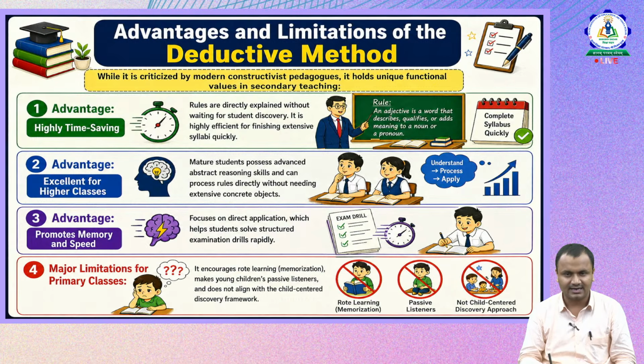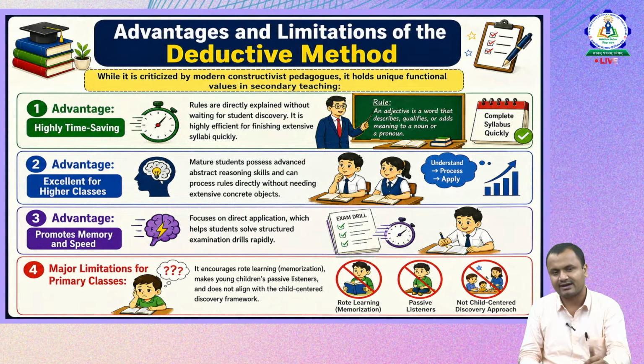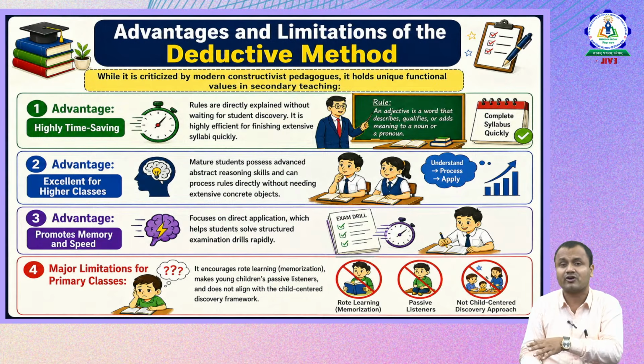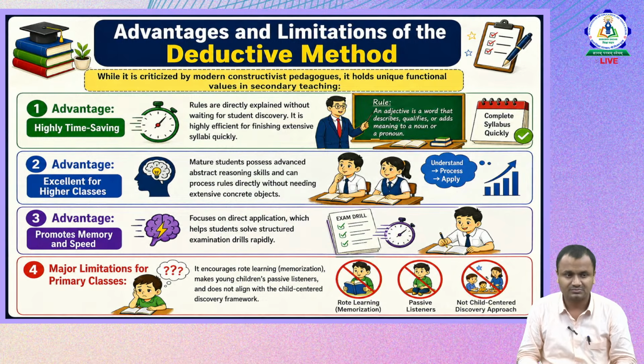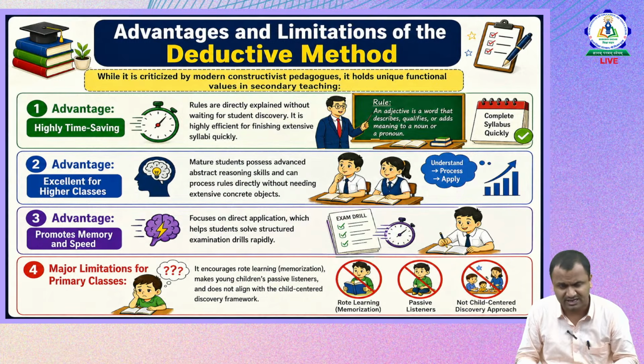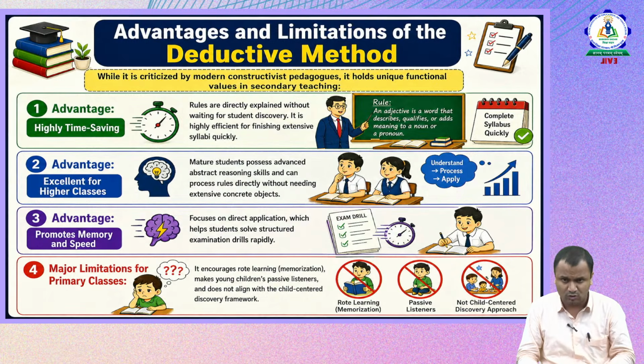Second thing, it is good for higher classes. It is good for higher classes, but it is bad for primary students. So it is good for upper primary, it is good for secondary, it is good for middle stage, but it's not good for the primary class. In the upper classes, we are not required to give n number of examples and ask the student to find out the pattern. They can easily write down the rule, learn the rule, find out the pattern. It's easy for the upper classes. Now, one more advantage of this particular deductive method is it promotes memory and speed.